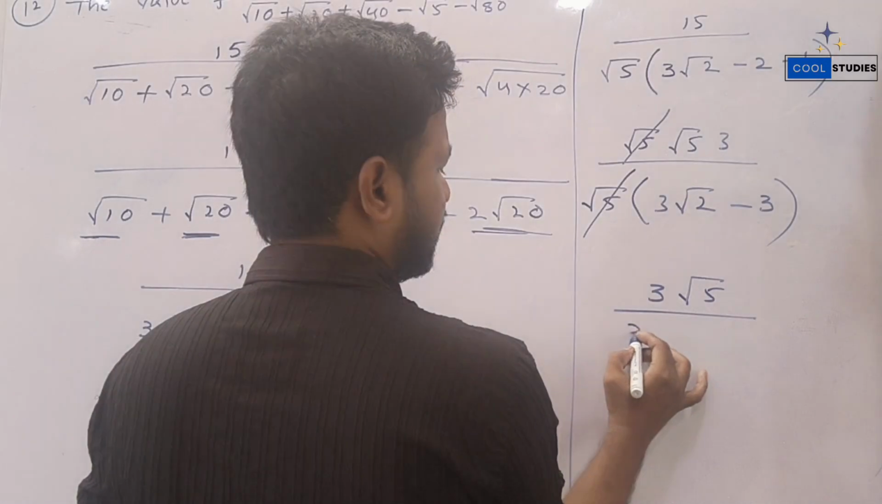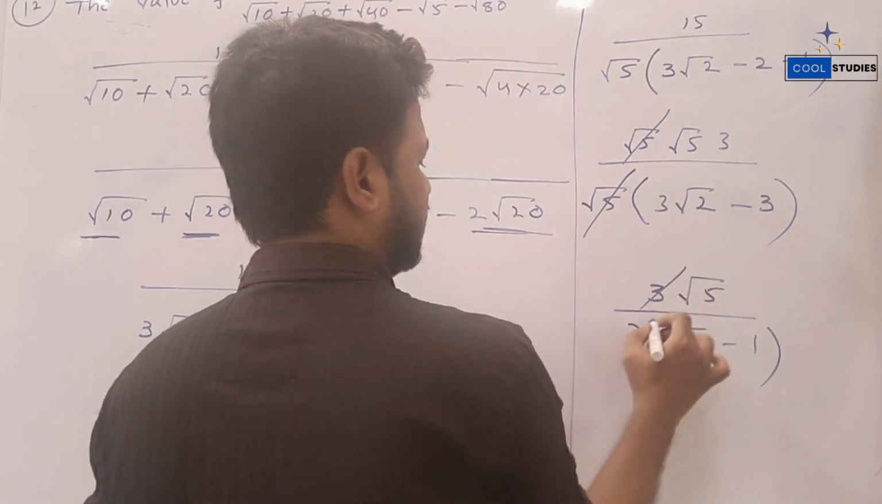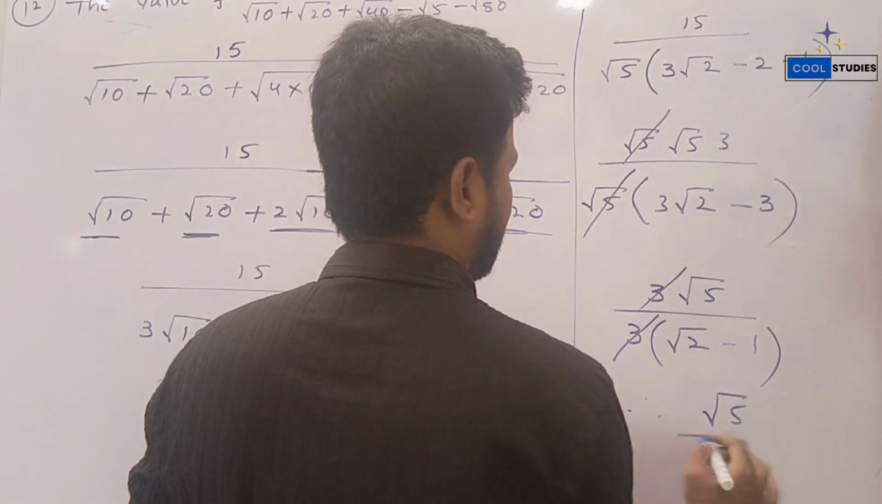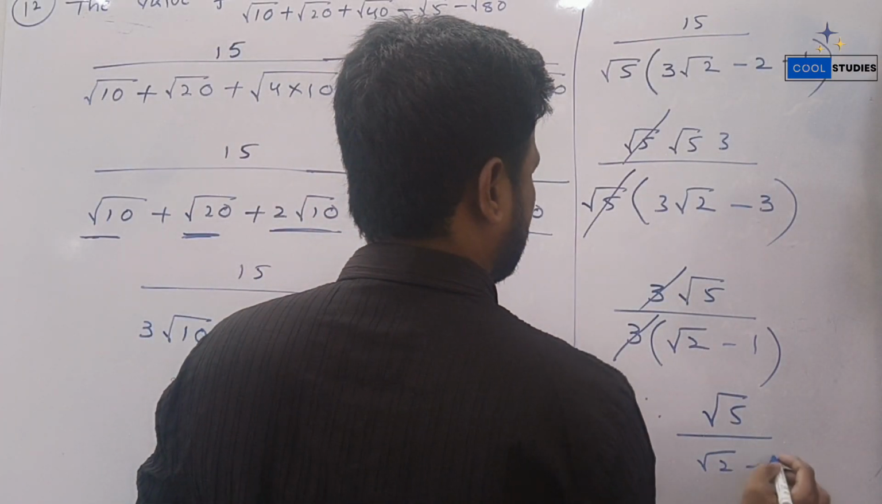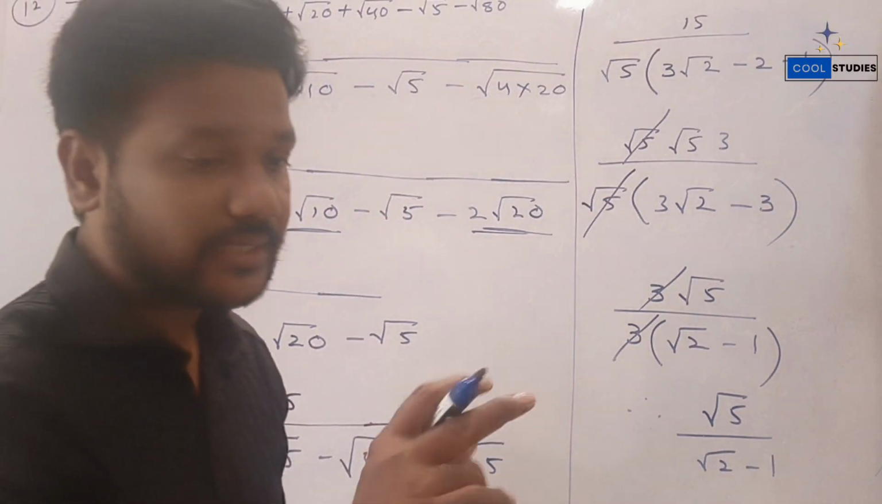here we can take 3 common, root 2 minus 1. The 3 cancels. So finally, what answer did we get? Root 5 by root 2 minus 1. Root 5 by root 2 minus 1.